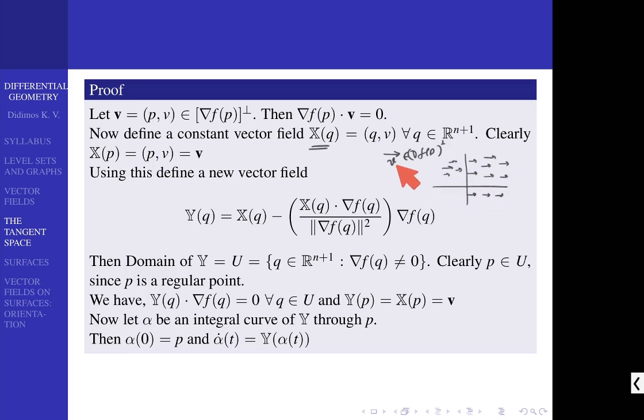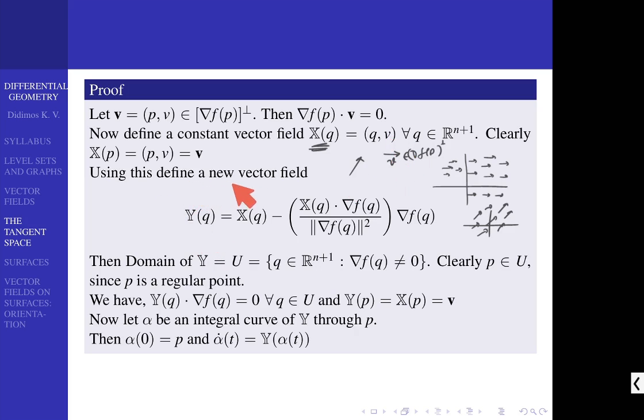So we are saying v at every point of R n plus 1. If we choose v like this, then we consider a vector field which assigns v at every point. This is the constant vector field: at every point we assign this vector. So X of q is a constant vector field. If q varies, then v remains unchanged.